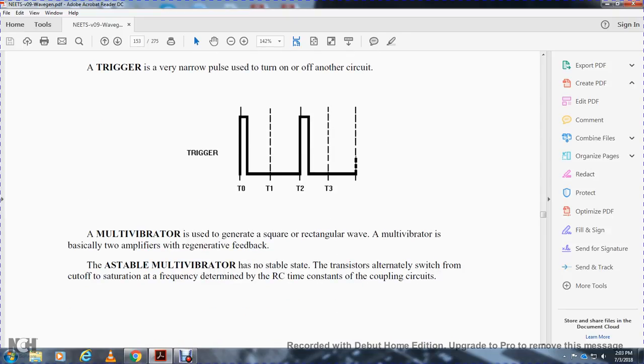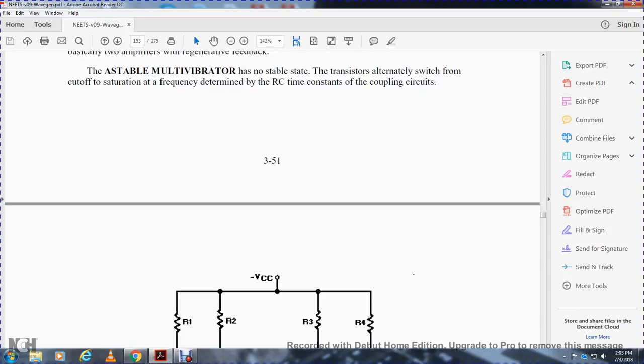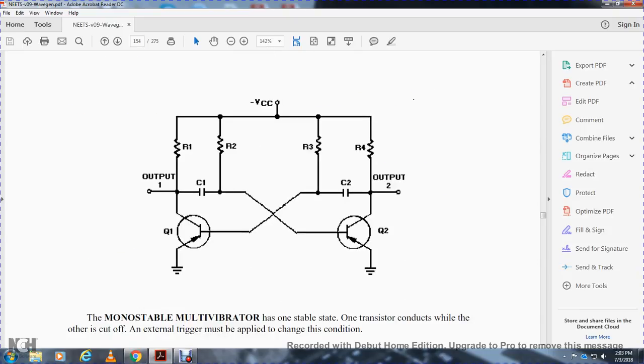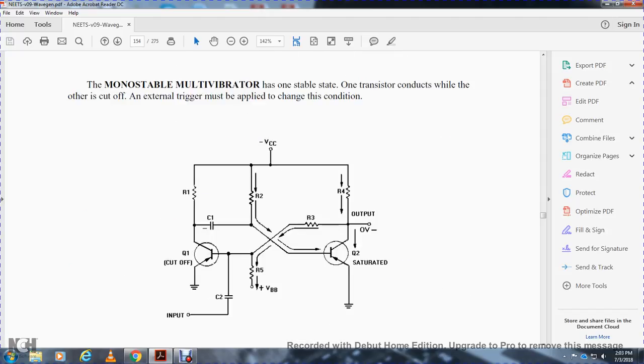A pulse turns on and off another circuit. Multivibrators generate square and rectangular waves. The multivibrator has two amplifiers with regenerative feedback. The astable multivibrator has no stable state, but the transistors alternately switch between cutoff and saturation, with the frequency determined by the RC time constant of the coupling circuits. The monostable multivibrator has one stable state, with one transistor conducting while the other is cut off. An external circuit trigger must be applied to change this condition.